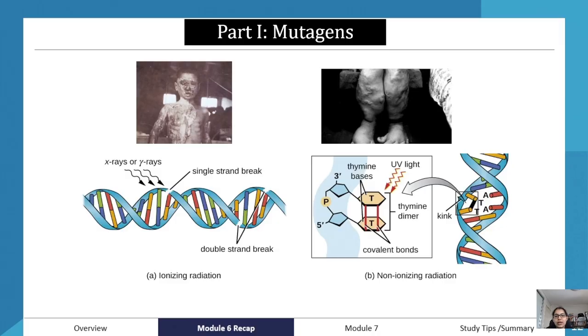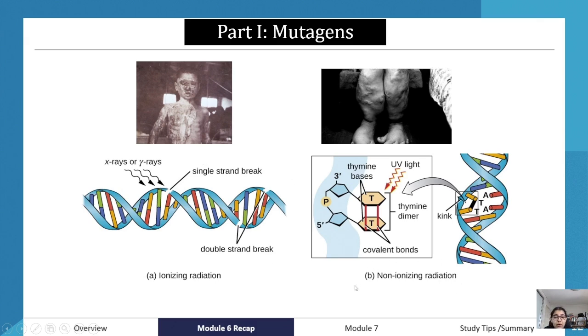So firstly, as you can see here, these are the results of mutagens. So it can have a huge impact on phenotypic expression. And as you can see here, we've got ionizing radiation that has affected the DNA. So we've got the X-rays or gamma rays over here breaking the single strand and also breaking the double strand.